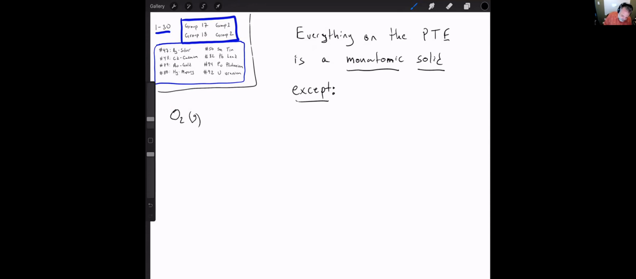So let me give you an example. Gold. The natural formula and state is just Au solid. The element gold in its natural state is found as an atom. The element oxygen in its natural state is found as a molecule. That's the difference here. Okay, so let's go through the exceptions.